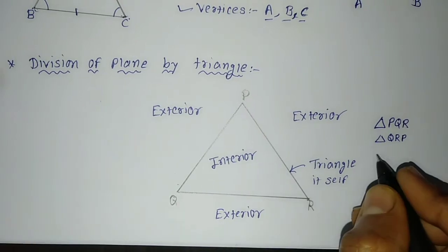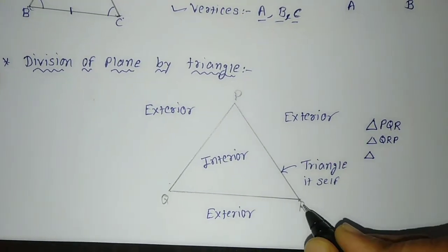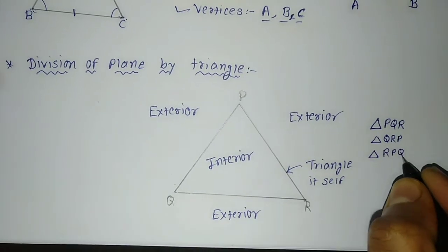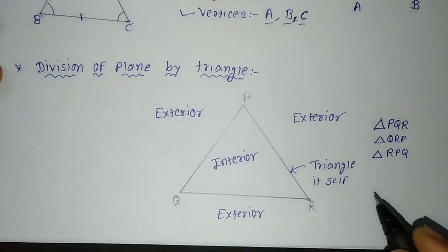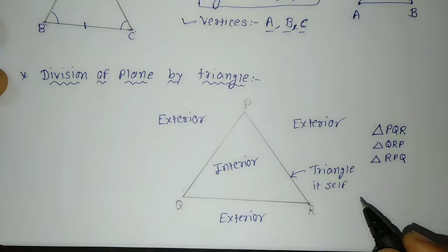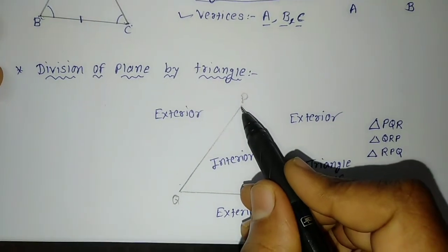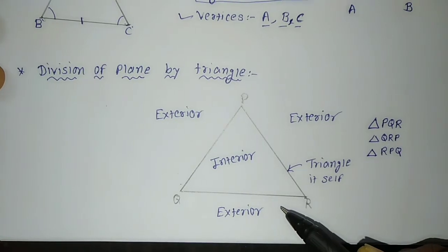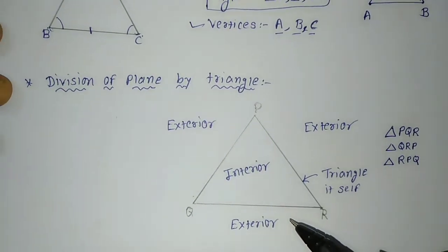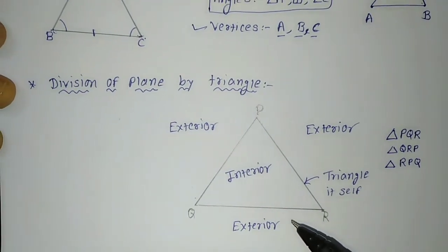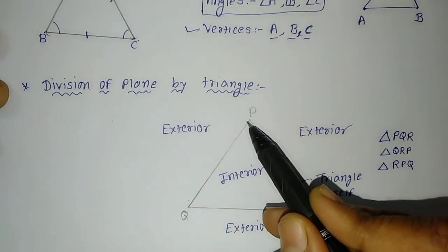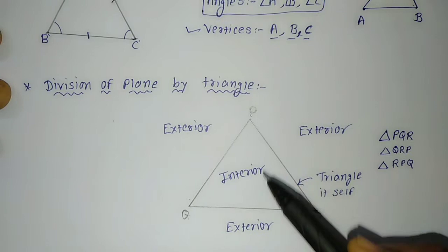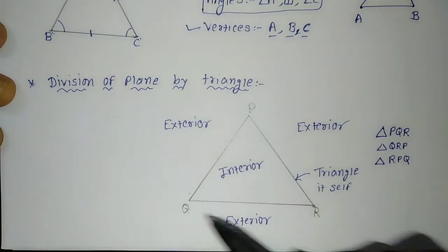QRP. It is the same triangle we are talking about. Or you can write RPQ. Or even you can write the name of this triangle in a different way. This is what we have seen, PQR. I have taken it in the anti-clockwise direction. You can give the name of the triangle clockwise as well as anti-clockwise. This is what we have written: triangle PQR anti-clockwise, QRP anti-clockwise, RPQ anti-clockwise.